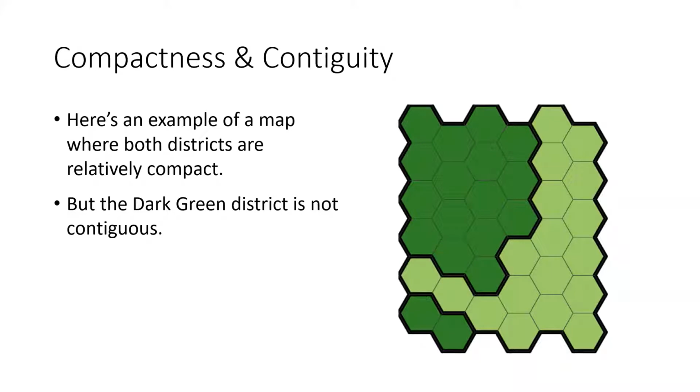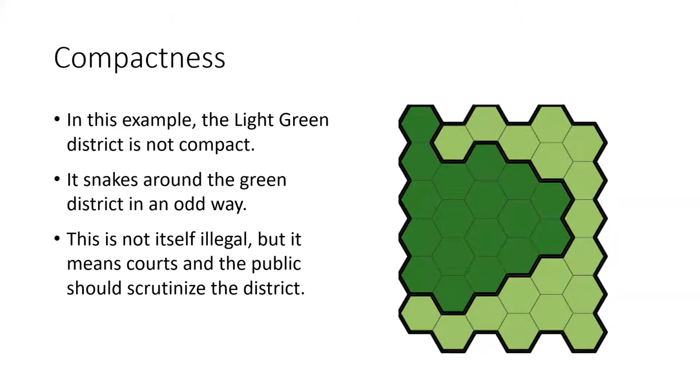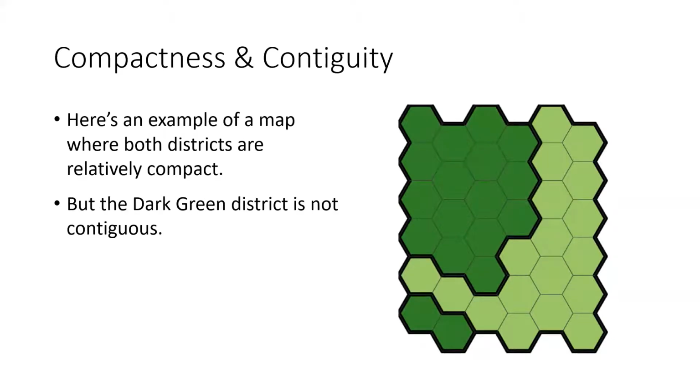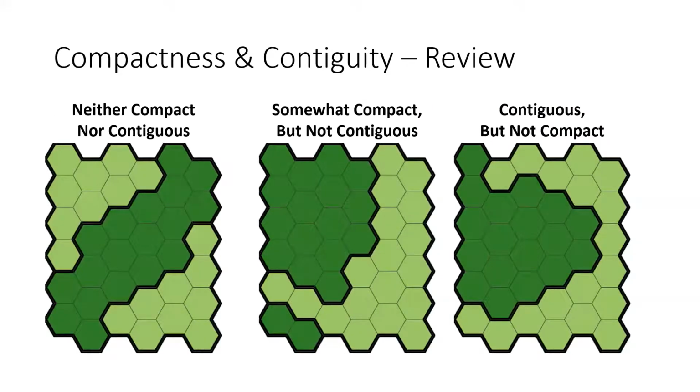So putting together compactness and contiguity, here's another map of Hexland where both districts are relatively compact. Still got some problems here, but more compact than that other one where it was like a big snake shape. This one's a little more compact, but you can see that the dark green district is not contiguous. You can't get from one side of the dark green district to the other side without leaving it and traveling through the light green district. So this is not a contiguous district, and this map is no good. So to review, we've got a couple examples here.